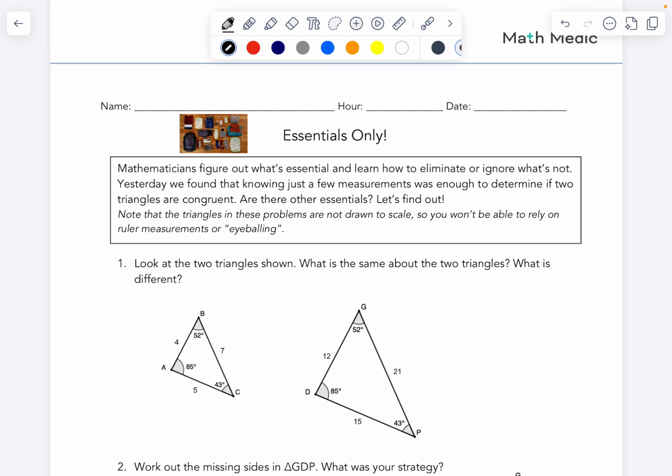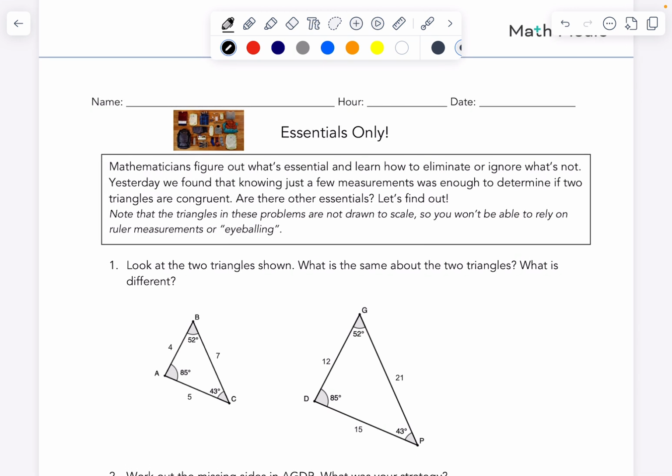All right, welcome back. We're going to continue on with our lesson on essentials only. So, thinking back to last class, what did we do? We explored 2 different ways, 2 shortcuts, some would say, that I can say that, yes, these 2 triangles are congruent. If you're listening, turn to someone next to you and tell them those 2 triangle congruent shortcuts. Wow, you did so great. Hopefully you said side, side, side, and side, angle, side. If you said side, side, angle, or angle, side, side, you're wrong.